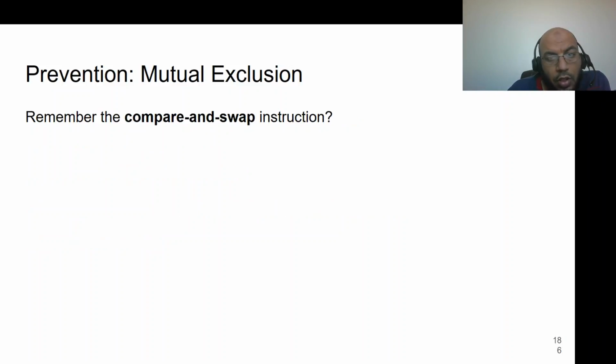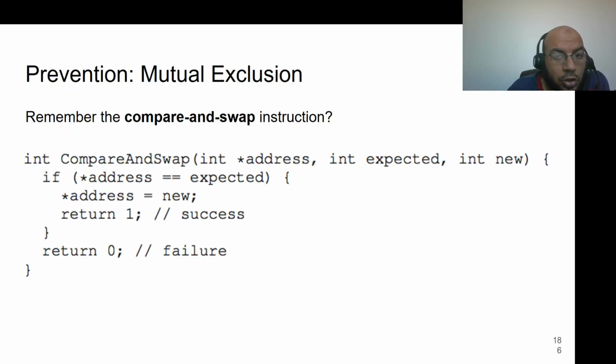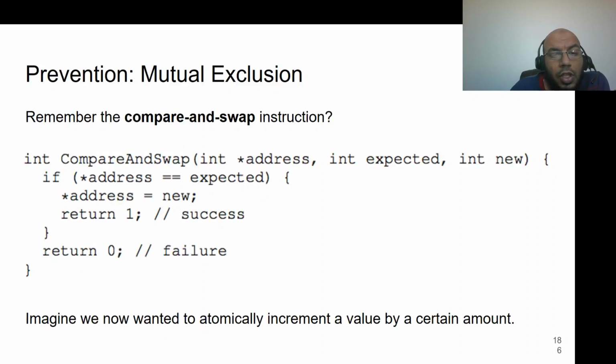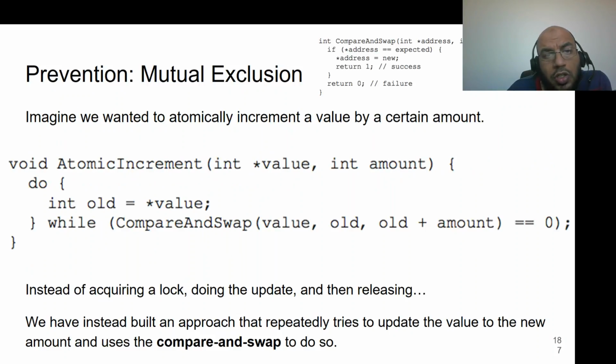So what can you do? You can use atomic instructions, like the compare and swap instruction, which is atomic. There are some atomic instructions that many operating systems and architectures provide, like atomic increment. If you do an atomic increment, then instead of acquiring a lock, doing the update, and then releasing, you can just call atomic increment, which will update the value to the new amount and uses compare and swap to do so.